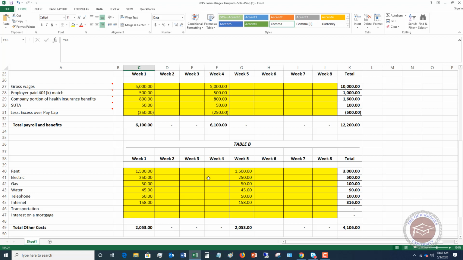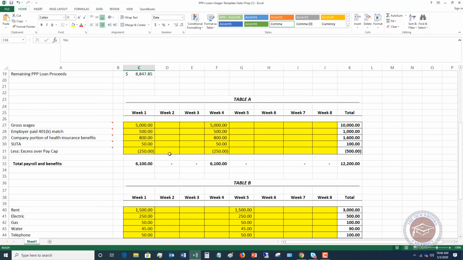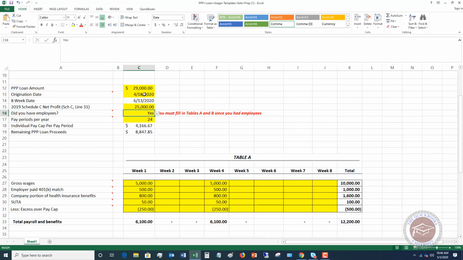Now, we also have the issue of, what if I get my loan on the 18th, but I have a payroll on the 29th, and it only includes 5 days? Well, I would prorate that payroll for the amount of time between when you had the loan and the amount of payroll that was covered during that period. I would only include that amount. I would not include the full payroll.